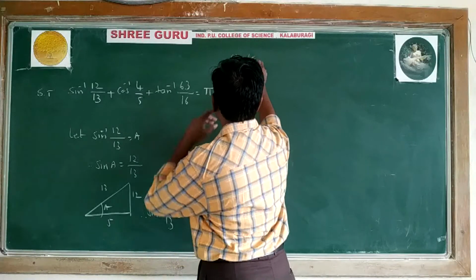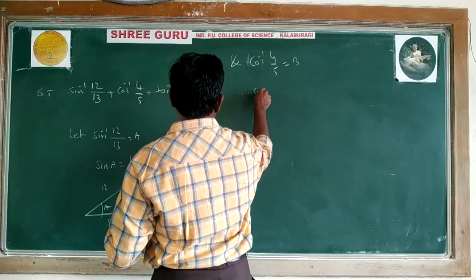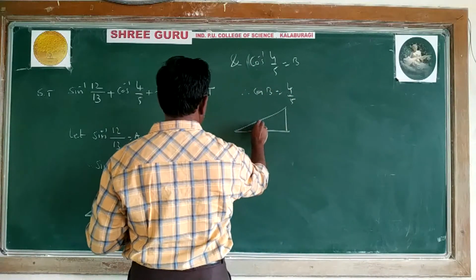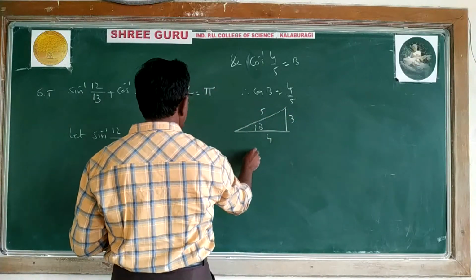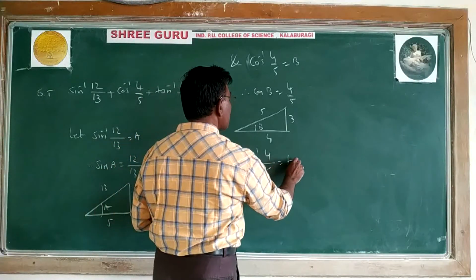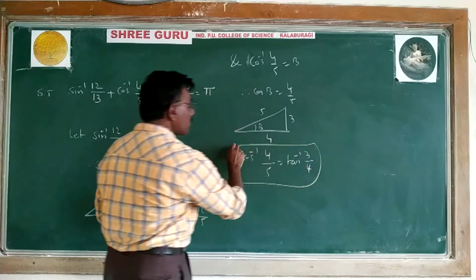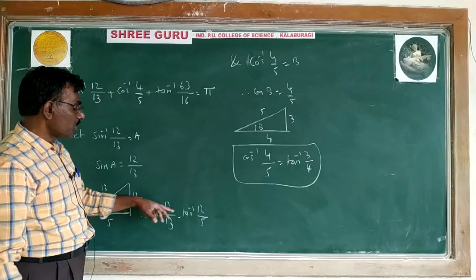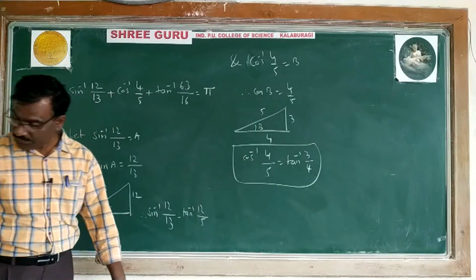Let cos inverse of 4 by 5 equal B. Therefore, cos B equals 4 by 5. Take one more triangle, it is 4, 5, 3. Now cos inverse of 4 by 5 equals tan inverse of 3 by 4. So sin inverse of 12 by 13 is tan inverse of 12 by 5, and cos inverse of 4 by 5 is tan inverse of 3 by 4. The third one already is tan inverse.